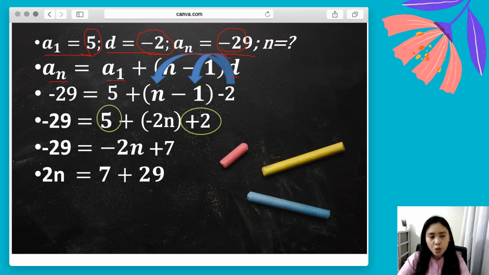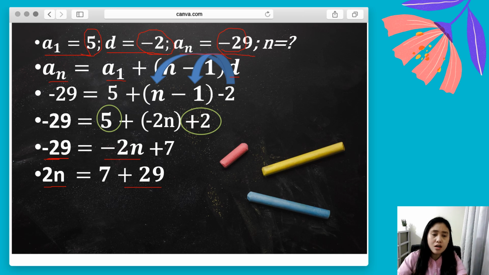So, ito rin yung tinatawag na transpose, na kung saan si negative 29 from the left side of the equation ay nailipat sa right side, kaya naging positive 29. Ganon din si negative 2n na nasa right side of the equation napunta sa left side, kaya naging positive 2n. But itong tinatawag na pagta-transpose is really just a shortcut. It's actually from the application of addition property of equation.